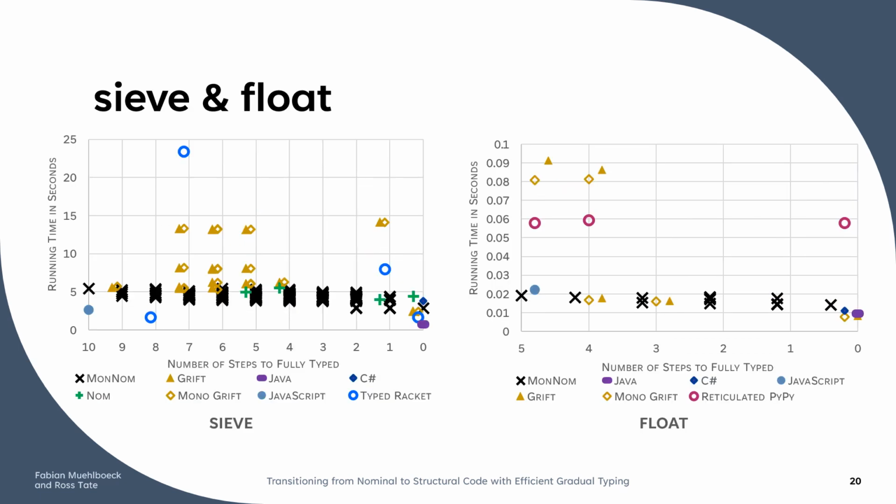We also implemented benchmarks we took from existing work, but which was less geared towards object-oriented languages. MonNom again performs well in several cases where other gradually typed languages don't. You can find the details in the paper.